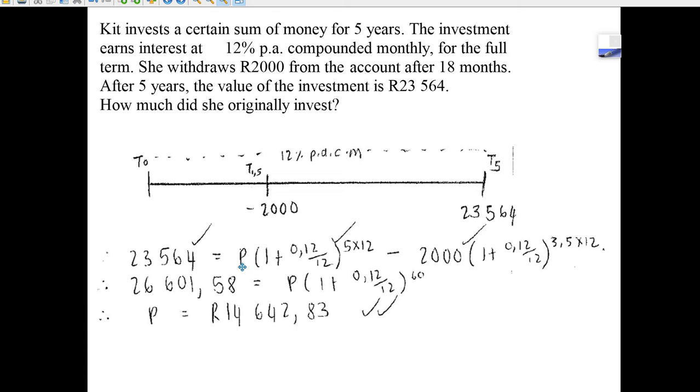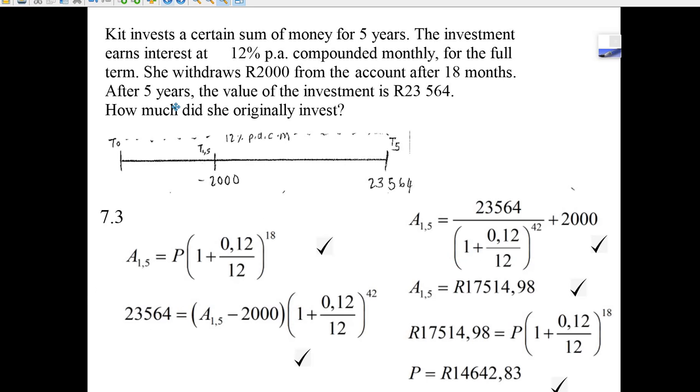The money you end up with at the end equals the money you start with, the total, minus the 2,000 for 3.5 years. And then she just solved that equation. She took this 2,000, she added it, and she got that amount. Then she divided both sides by the (1 + 0.12/12) to the 60, and she got the amount that she started with.